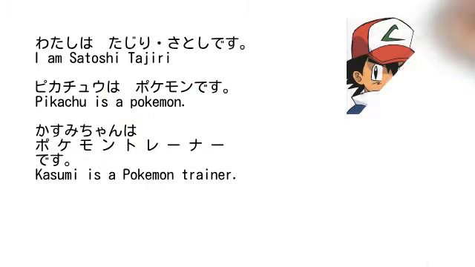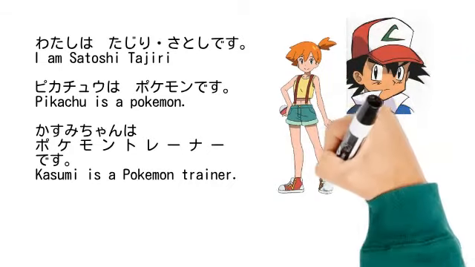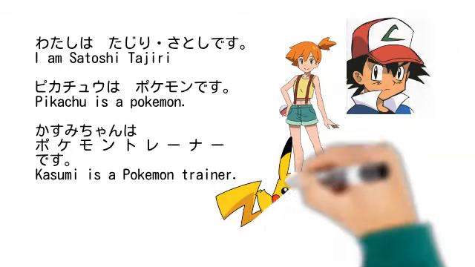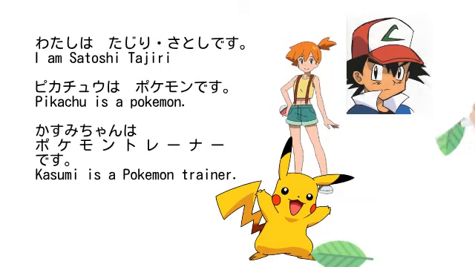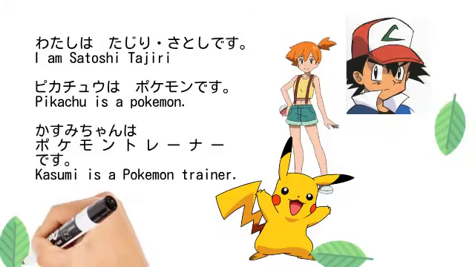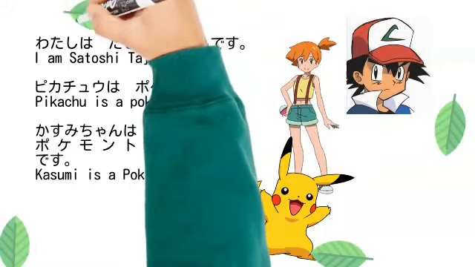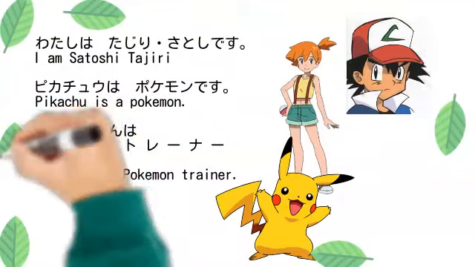Let's go on with these grammar points. Watashi wa Tajiri Satoshi desu. Pikachu wa Pokemon desu. Kasumi-chan wa Pokemon trainer desu. So if you see here, we are able to follow the grammar pattern noun 1 wa, noun 2 desu.